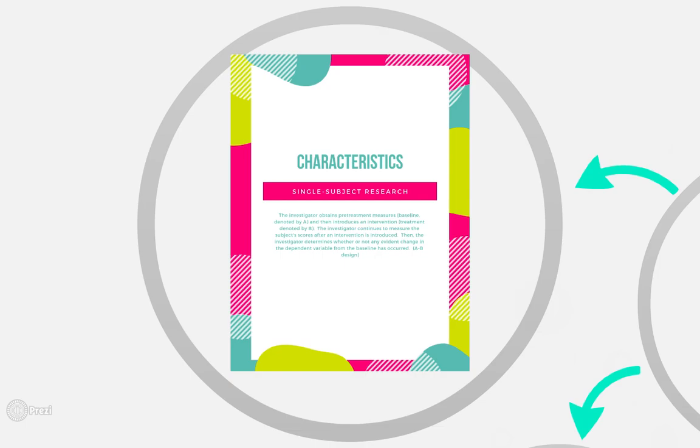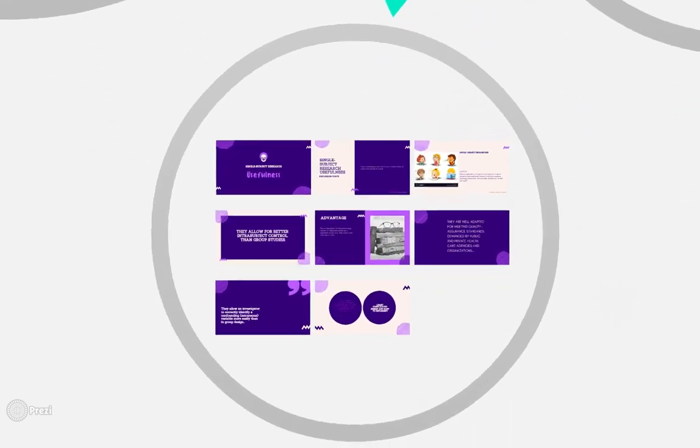Some characteristics of single subject research include that the investigator obtains pre-treatment measures, the baseline, which is denoted by A, and then introduces an intervention, a treatment denoted by B. The investigator continues to measure the subject's score after an intervention is introduced. Then the investigator determines whether or not any evident change in the dependent variable from the baseline has occurred. This is the AB design.